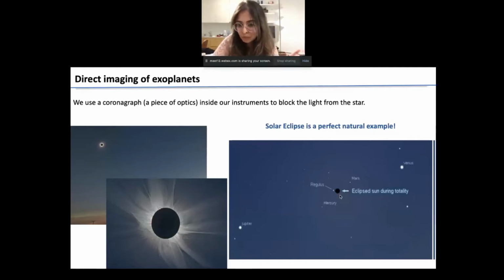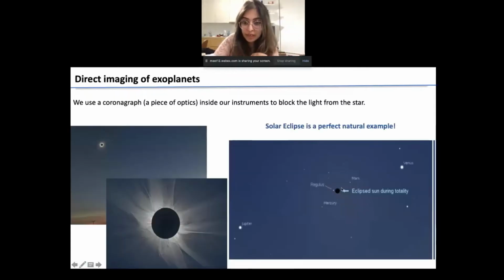So this is exactly what we're talking about. We need just our sun. When we look at a star, that's what we need to do. We need to block the light of the star so that we can actually see planets around it. That's exactly what we're doing.